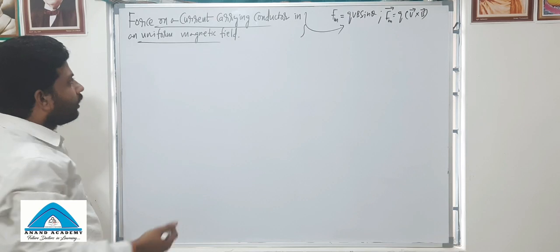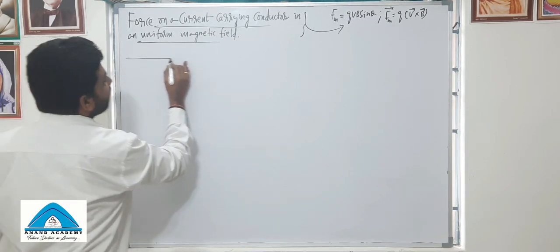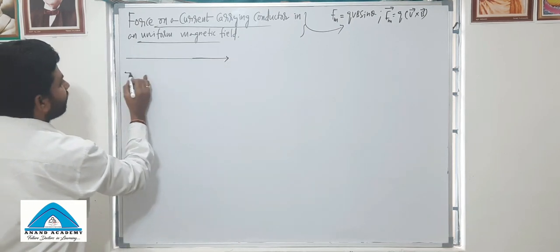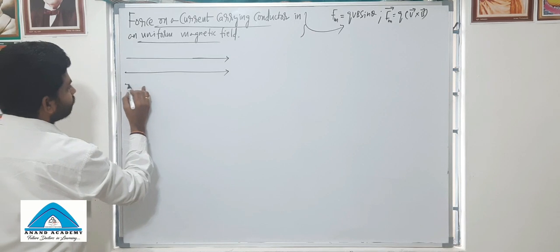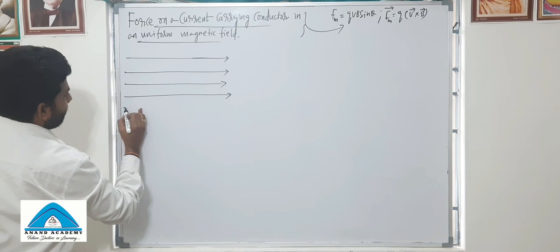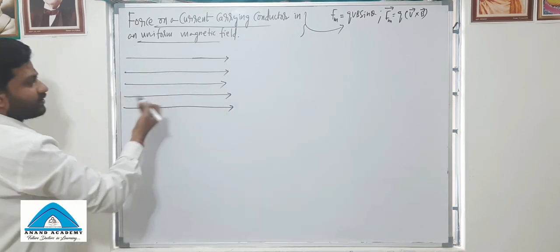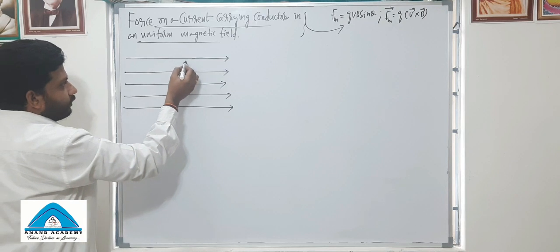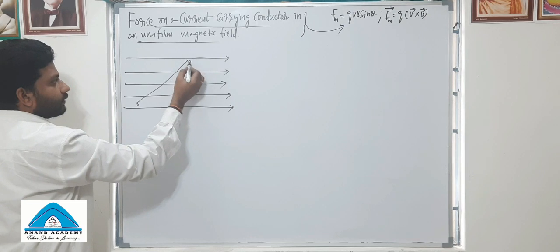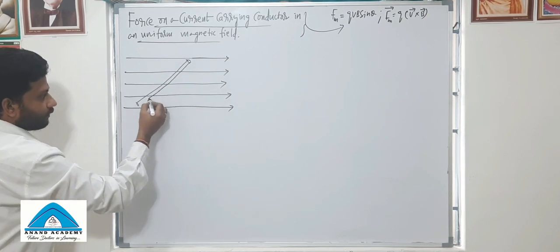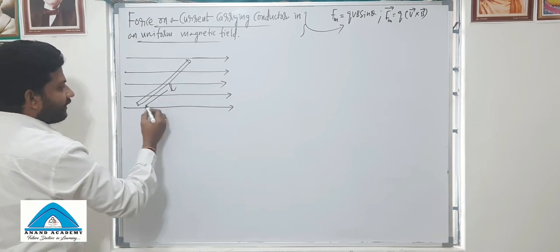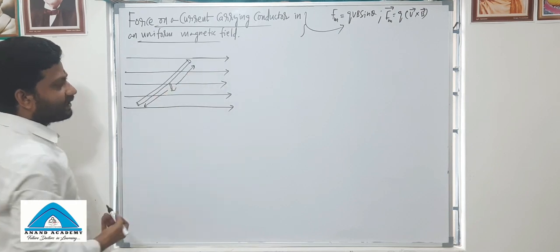And let's start. There is a uniform magnetic field available here. You can see the uniform magnetic field is available here. Right? This is a uniform magnetic field. And you can see here there is a wire conductor which is placed here, and the length of the conductor is L, from here to here.